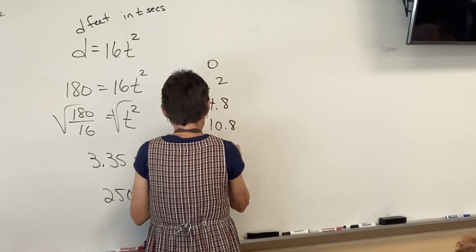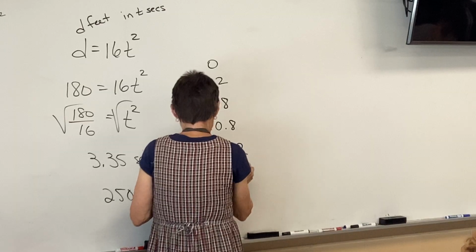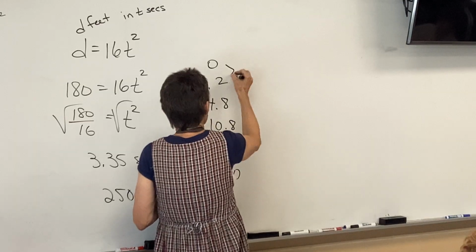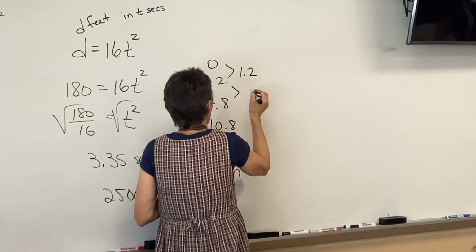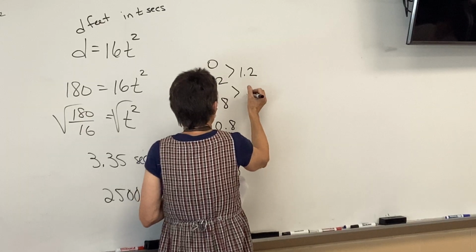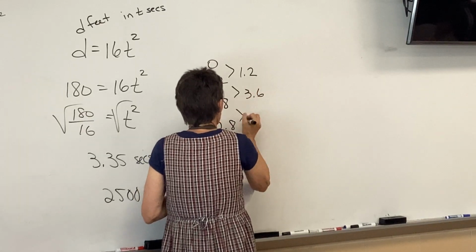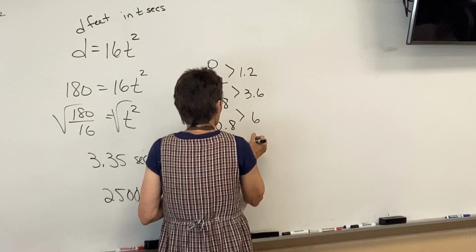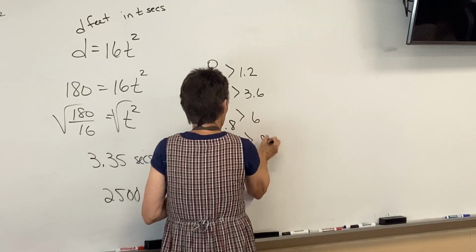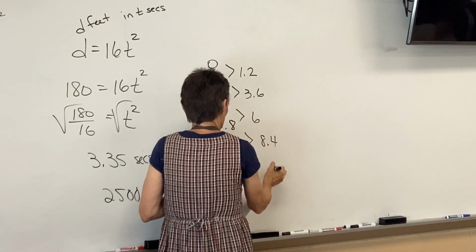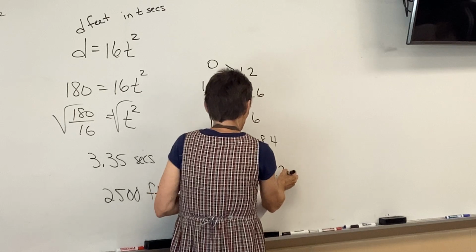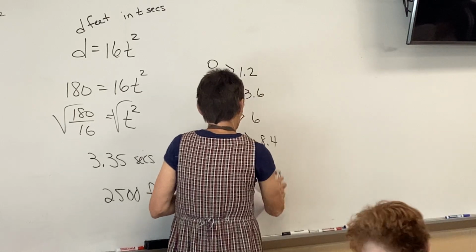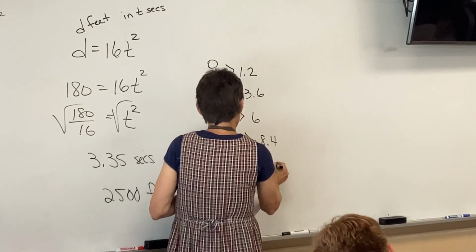I got 1.2, 3.6, 4.2. Okay, so this went up by 1.2. This went up by 3.6. They're not, they're not. This went up by 6. This went up by 8.4. 11.2. Wait, no. 1.8. Is it 3?